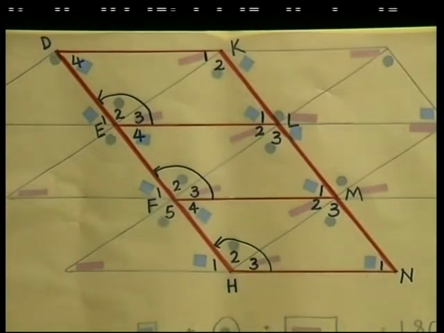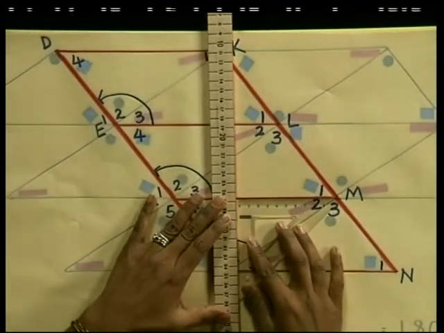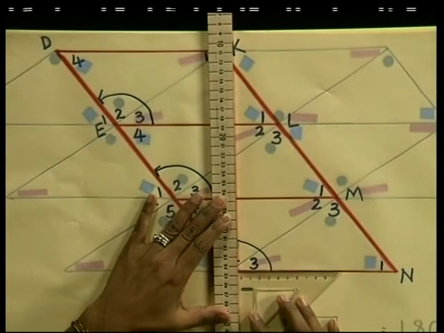Let's check this with our ruler and set square. Yes, they are parallel. So congratulations if you got that right. Now we need to investigate our third relationship.